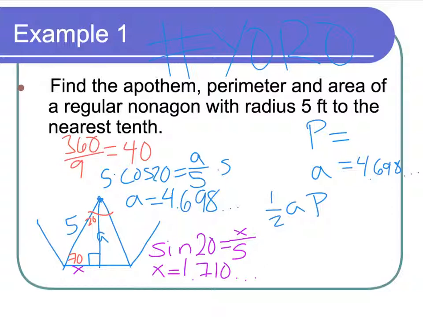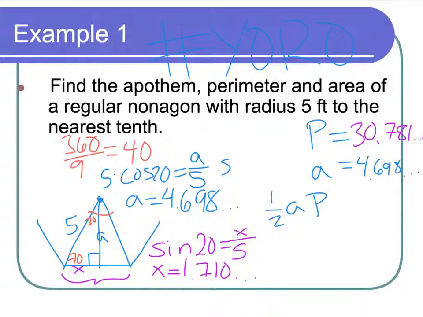Well, how do I get my perimeter? Well, first I got to basically double that to get the whole side. So it's like 3.4-ish. And then I got 9 sides, so I'm going to multiply that by 9 to get my perimeter of 30.7818, so on and so forth. I'm not rounding, right? I'm just leaving them there for now.